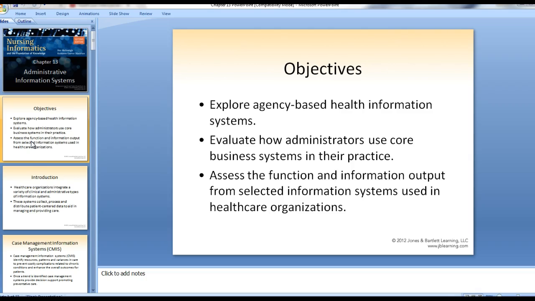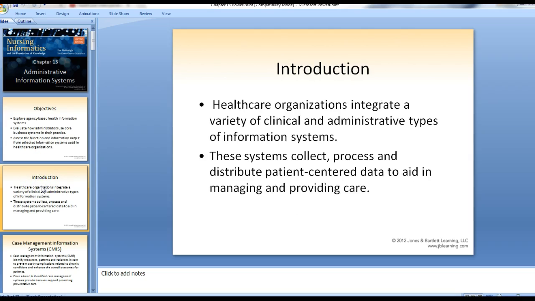and how it's used within a healthcare organization. Healthcare organizations integrate a variety of clinical and administrative types of information systems. The systems collect, process, and distribute patient-centered data to aid in managing and providing care. And you're like, all right, well, I know that. We do that all the time, right? We look at our outcomes and our processes, and it helps us manage our quality improvement.